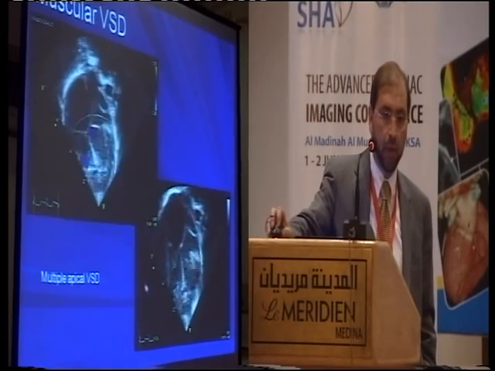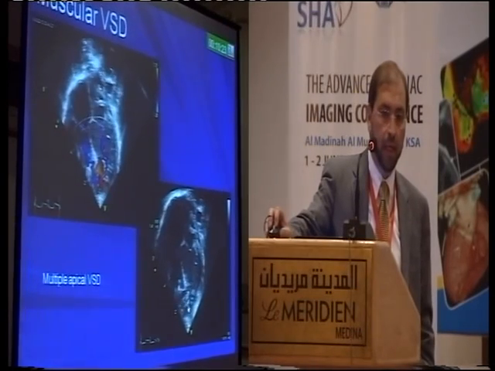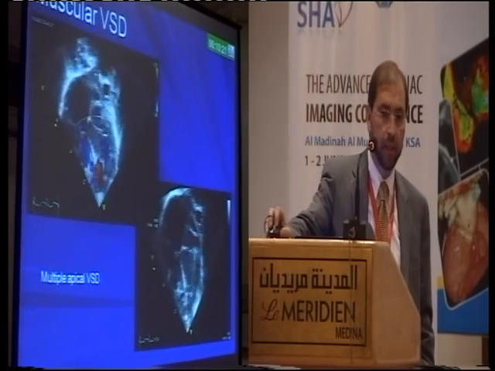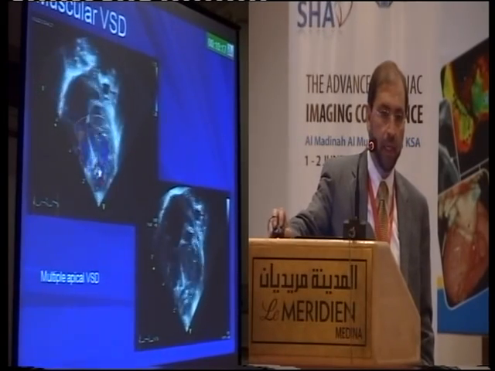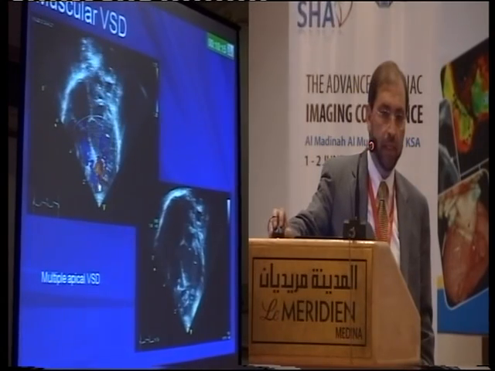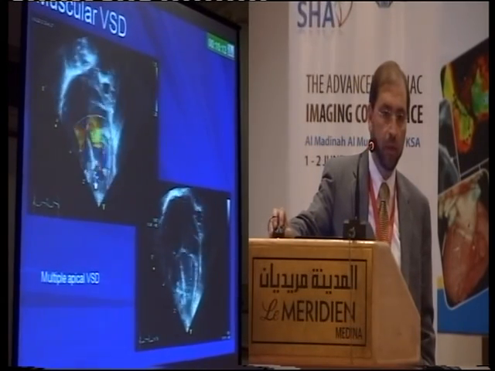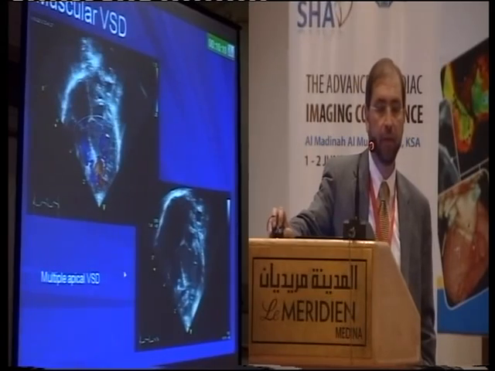Now this is another example of apical VSD and multiple VSD. So this is an apical VSD. This is almost a mid-muscular VSD. And you can see the shunting here. It goes from the right ventricle to the left ventricle.